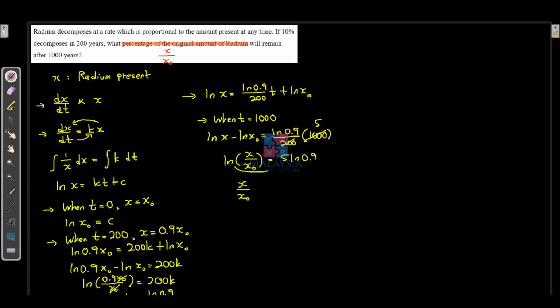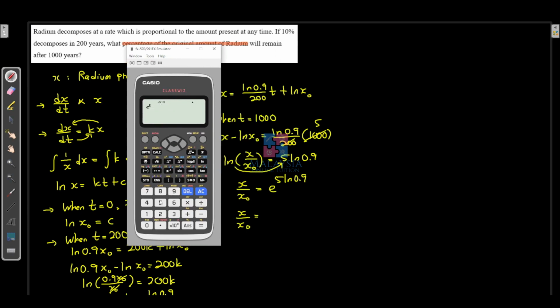So then x over x naught. You bring the base e to the right hand side. x over x naught equals e to the power of 5 ln of 0.9. So what's the answer? We are going to get decimals, but we just have to multiply by 100 to get the percentage. Shouldn't be a problem.